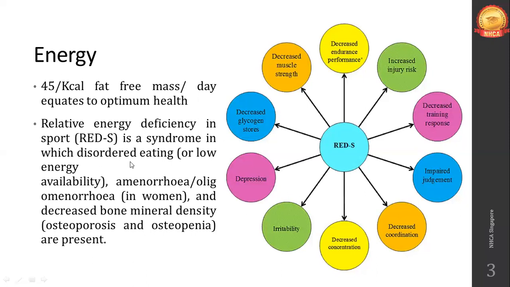Definitely athletes would be training at least 5 to 6 hours per day. If they do not provide their body with sufficient energy to burn that kind of calories, you will go into an energy deficiency state. And when females go into this relative energy deficiency state, that's when you get into the female athlete triad.